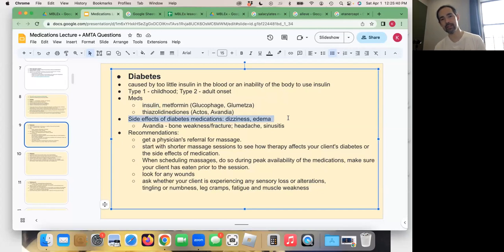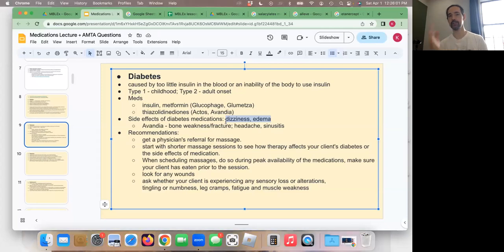Some of the diabetes medications can have pretty severe side effects, and the ones that you need to know about basically are dizziness and edema, right? Edema is something that you have to look out for during a massage, because there's swelling in a limb. You might be trying to increase lymphatic movement or venous return in a limb, and over time you may be wondering why am I not seeing the swelling in the leg go down? Well, the reason is because they have edema that's being caused by the diabetes drugs that they're taking.